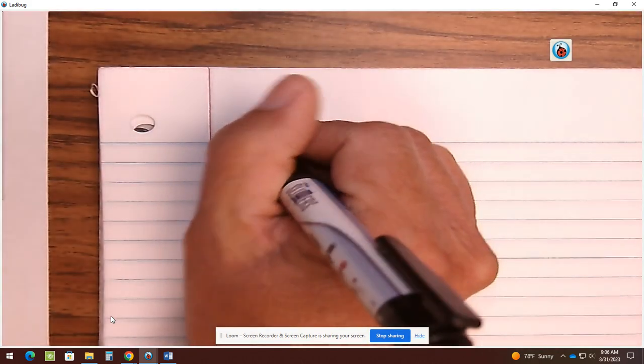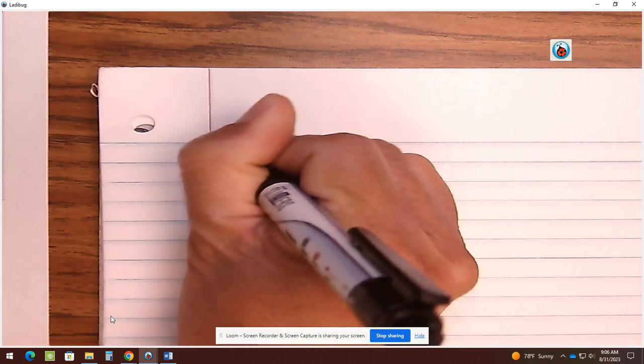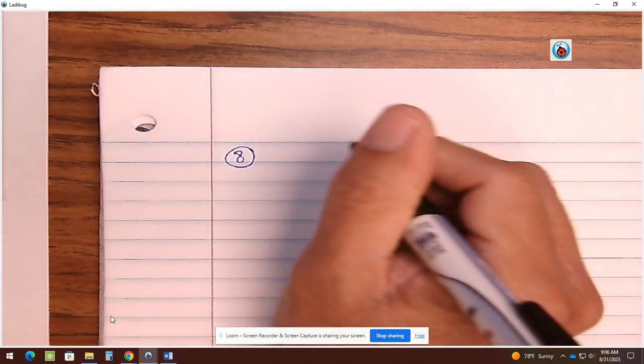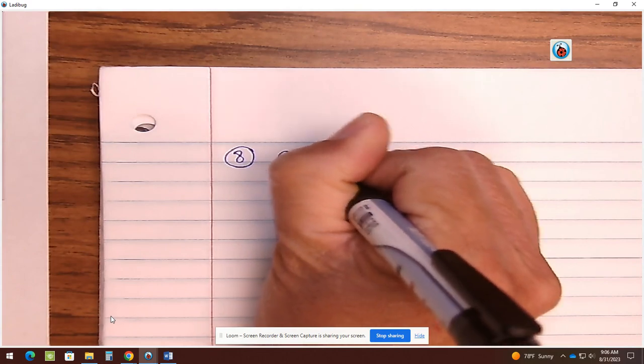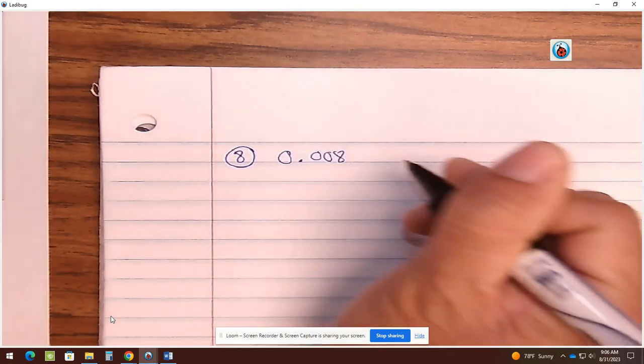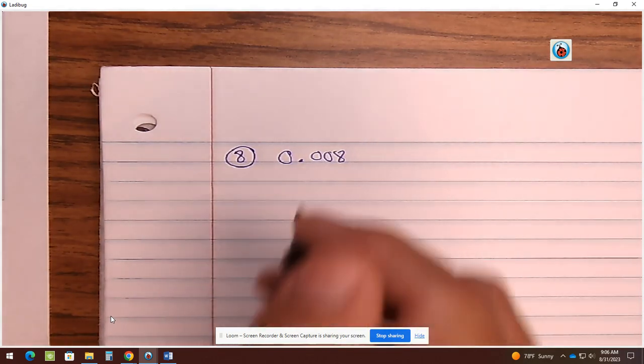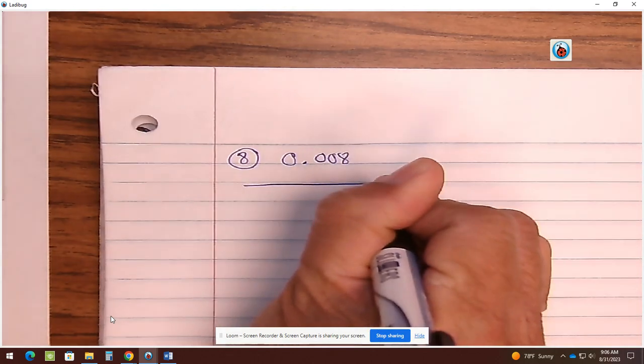On another paper, you're going to put here, I'm going to do number 8. So number 8, they gave me 0.008. And they want me to change this guy to a fraction. So I use a place value chart.